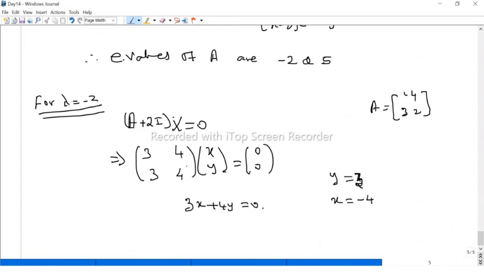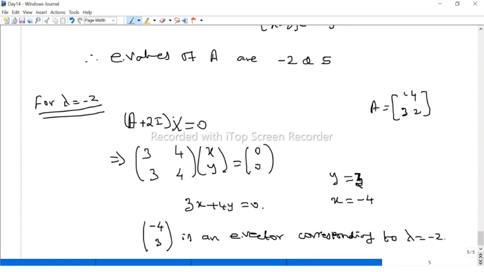Therefore, the eigenvector corresponding to the eigenvalue minus 2, one of the eigenvectors, is the vector minus 4 and 3. For a single eigenvalue there are infinitely many eigenvectors, so this is one of those. So this is the eigenvector corresponding to lambda equal to minus 2.